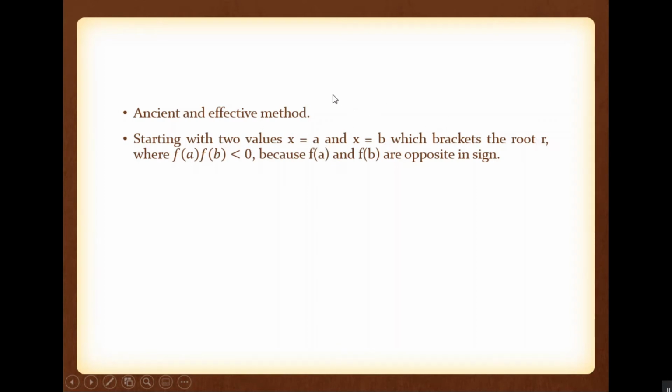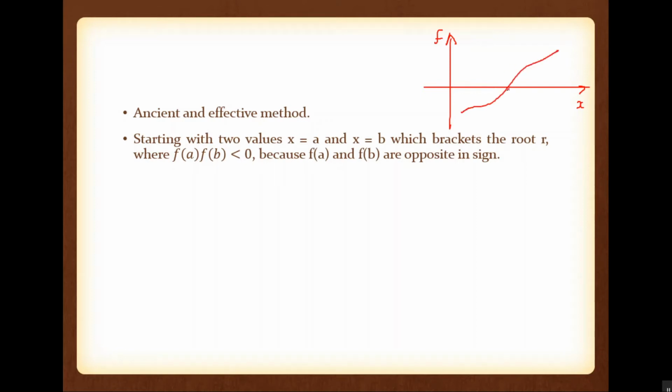Means one is lying left to r and one is lying right to r. And how can we identify whether one is lying left to r and one is lying right to r? If it is so, then the f of a into f of b will be negative. So for example, I can draw a function diagram. Say this one is the function, this is x and this is f of x. Okay, so this one is a function.